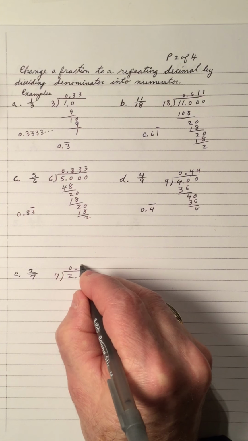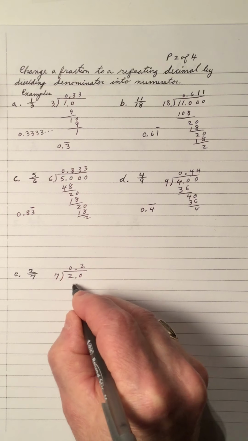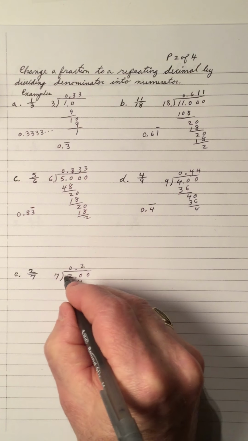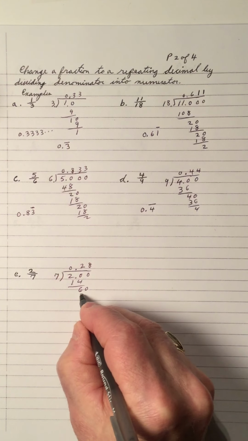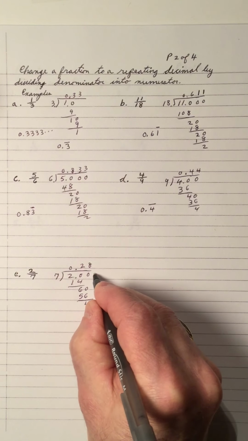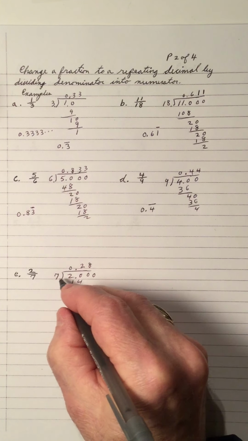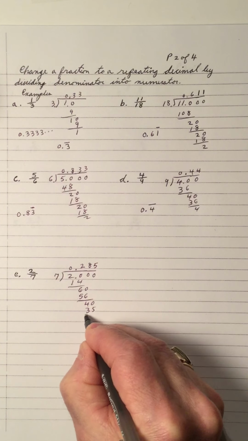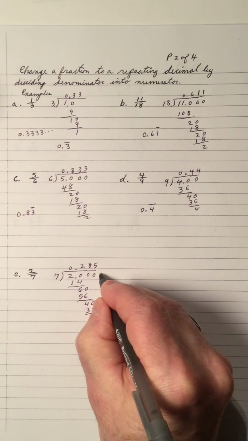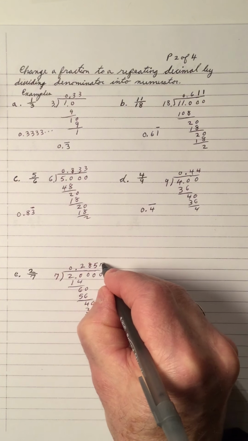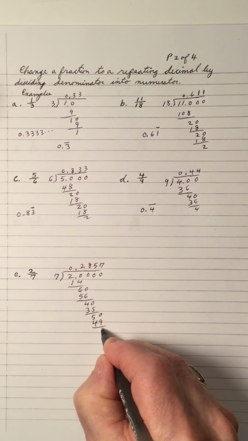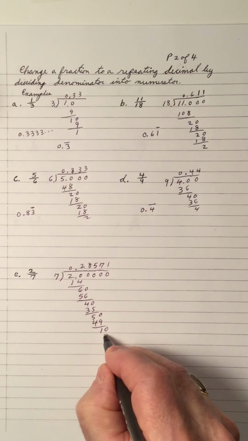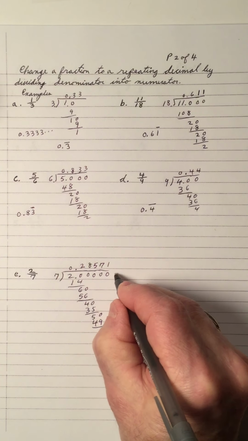So, 7 into 2 won't go. 3 7s are 21, so 2 7s are 14. Subtract and you get a 6. Bring down a 0. 7 8s are 56. Subtract and you get a 4. Bring down another 0. 6 7s are 42, so 5 7s is 35. Subtract and you get a 5. Bring down another 0. 7 7s are 49. Subtract and you get a 1. Bring down another 0. 7 into 10 goes once. We get a 3. Bring down another 0.